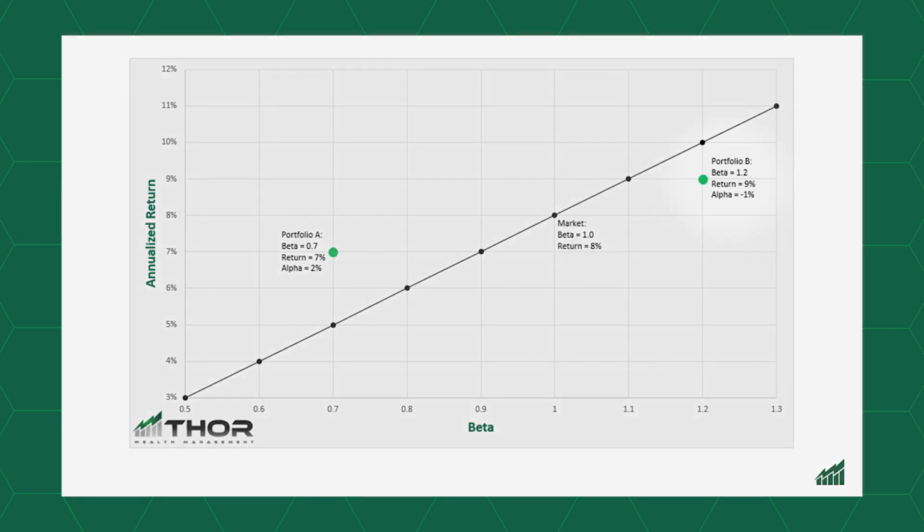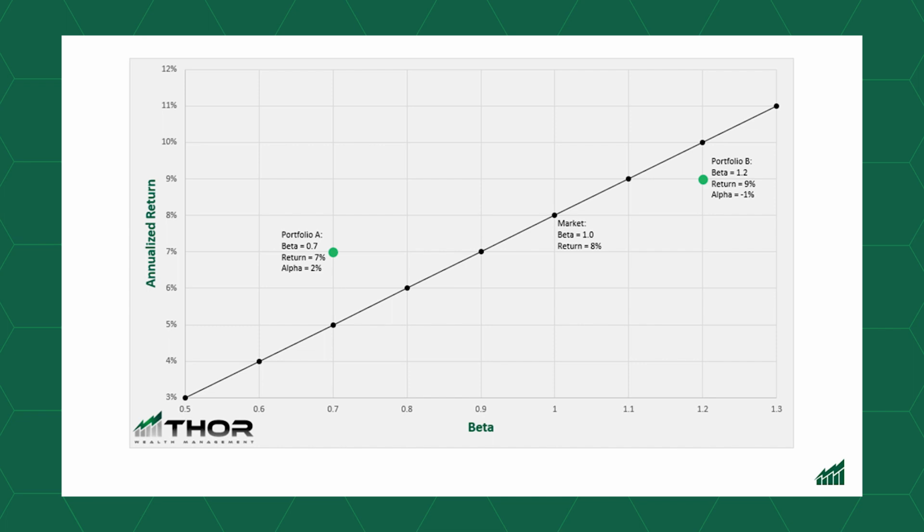Portfolio B, on the other hand, is a different story. Portfolio B is looking at a beta of 1.2, so this is 20% more volatility. And this is very important for an investor. Do you want to have more volatility in your portfolio? If I'm taking more volatility in the portfolio, I should be expecting a higher rate of return.